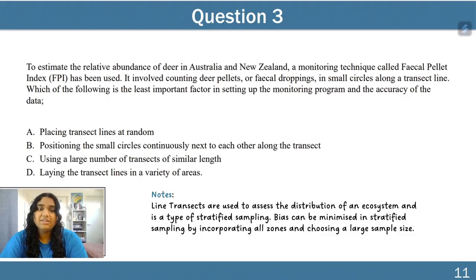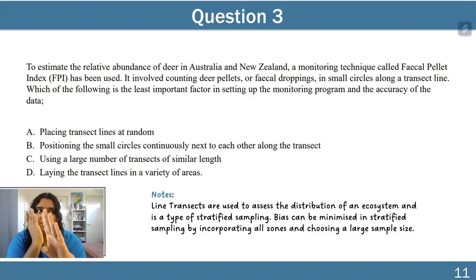All right. So, important thing to note here is the kind of sampling technique that we're using. This is going all the way back to Unit 3, like classification processes, but line transects in particular are a type of sampling used to assess distribution of an ecosystem and can be a type of stratified sampling.